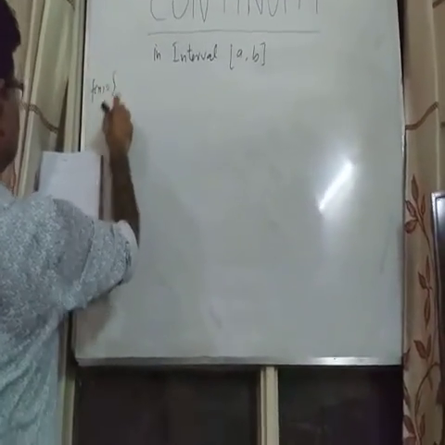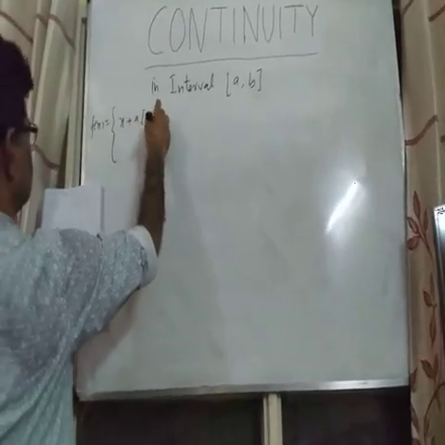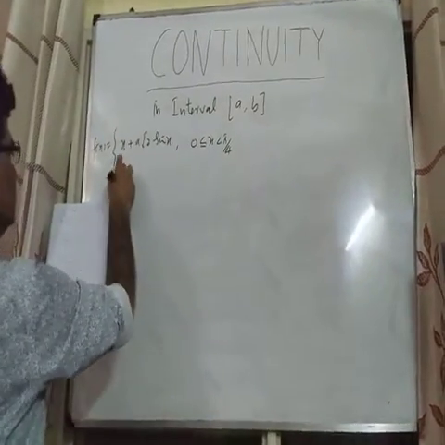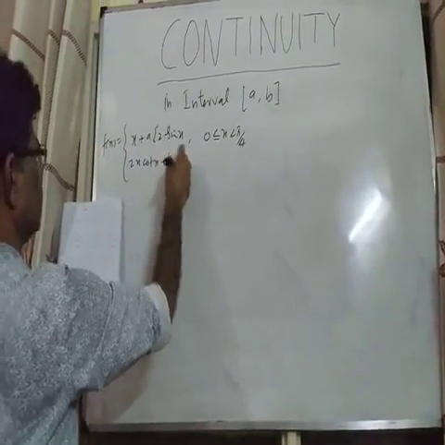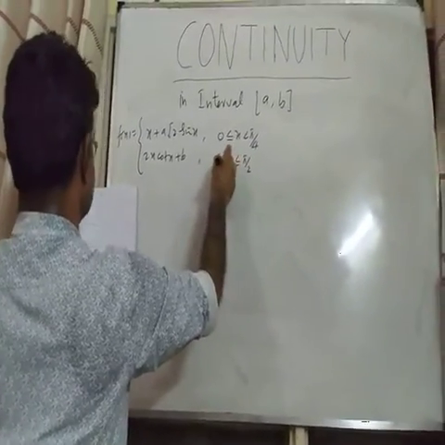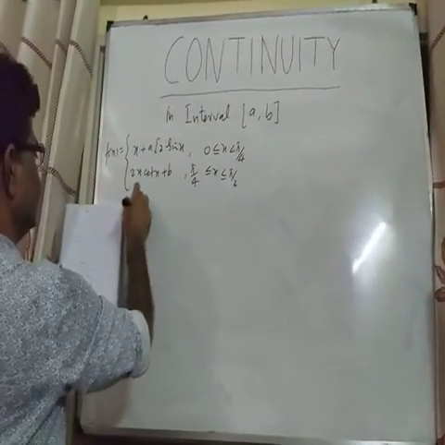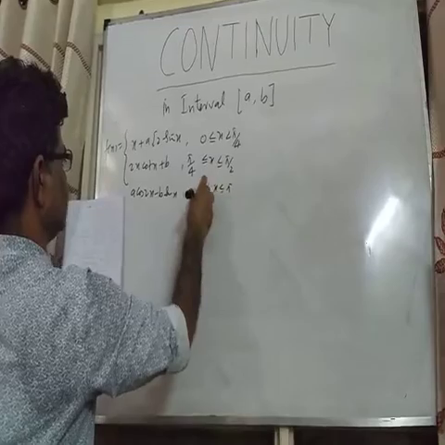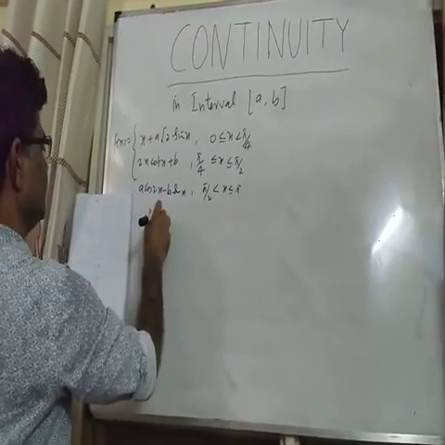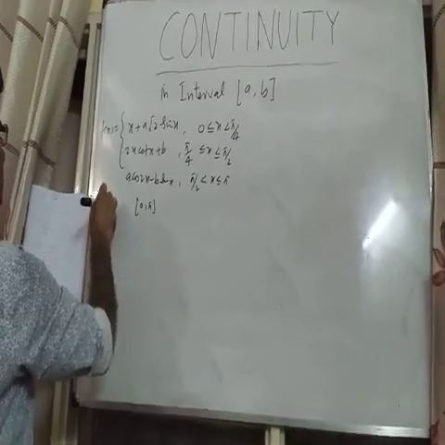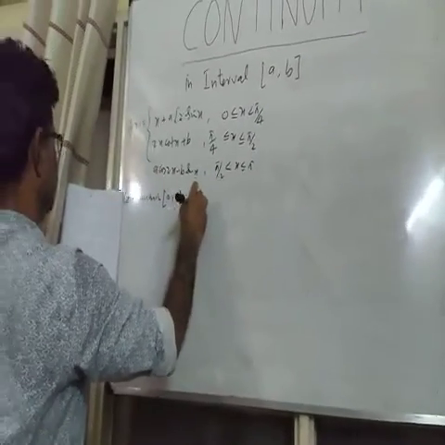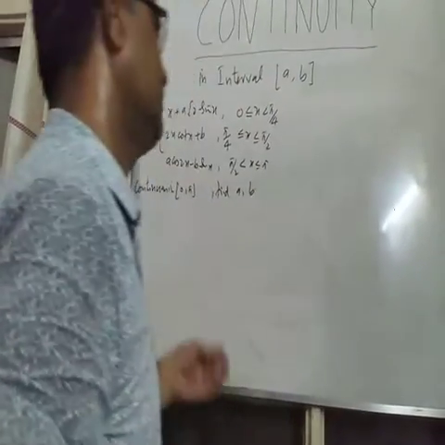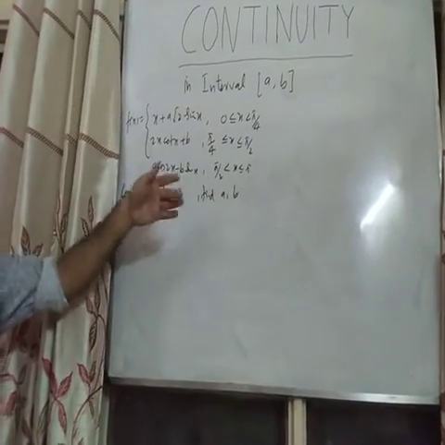Let f of x equal x plus a root 2 sin x when x is less than pi by 4 and greater than or equal to 0. This is 2x cot x plus b when x is less than or equal to pi by 2 and greater than or equal to pi by 4. It is a cos 2x minus b sin x when x is less than pi and greater than pi by 2. It is continuous, then find a, b. What will be the value of a, b when this function is continuous in the interval 0 to pi?